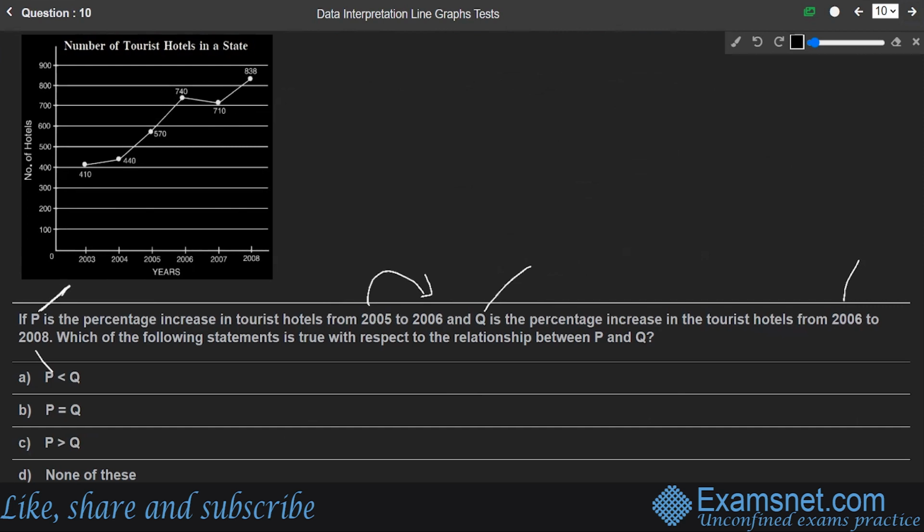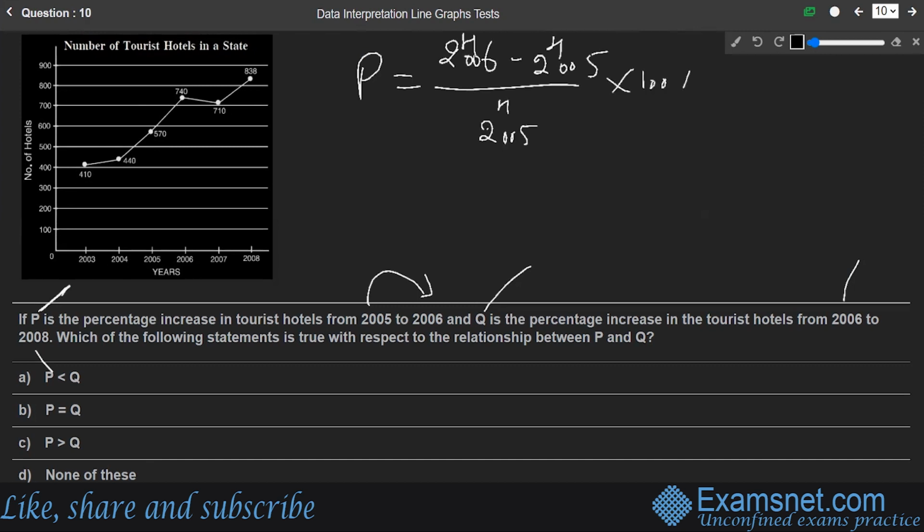So clearly, first of all, for doing the question, we need to find the values of P and Q. P is the increase from 5 to 6, so let us find P. P is a percentage increase, that is the number of hotels in 2006 minus the number of hotels in 2005, divided by the number of hotels in 2005, into 100%. That will be the percentage increase from 5 to 6.